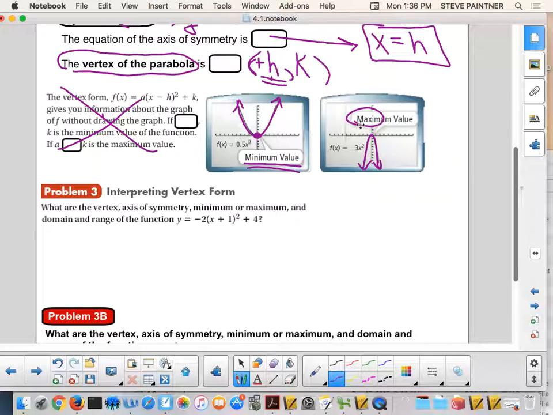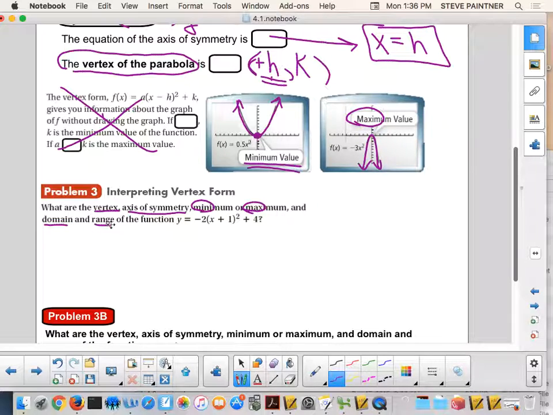All right. When your equation is written in vertex form, you can do a lot of things. Number one, you can read the vertex right out of it. The vertex, the axis of symmetry, whether it has a minimum or a maximum, you can give me the domain and you can give me the range. You can do all that just by looking at the equation. So you ready?